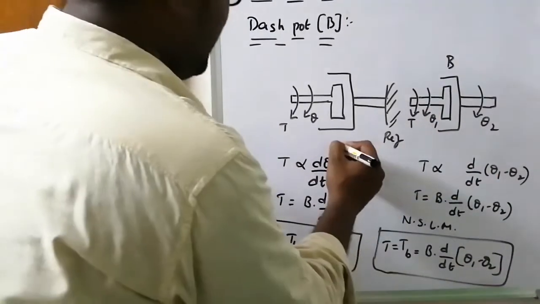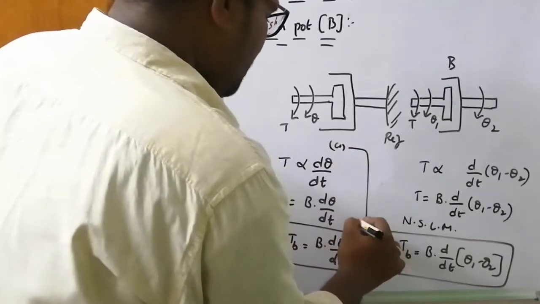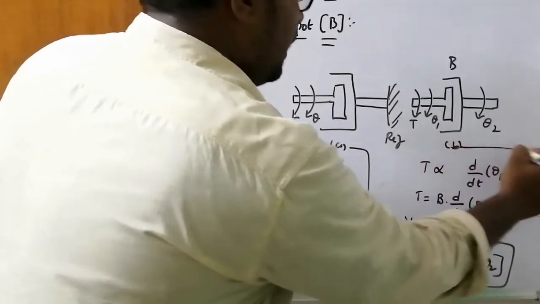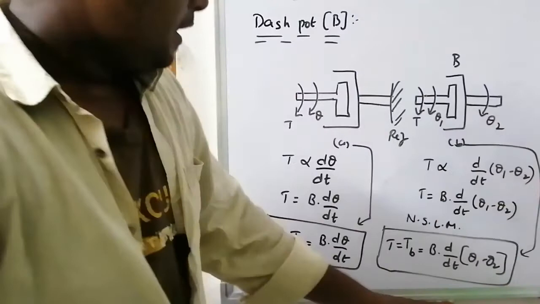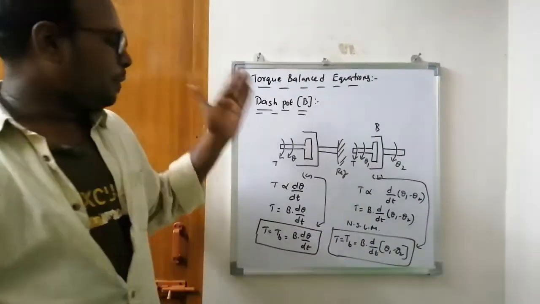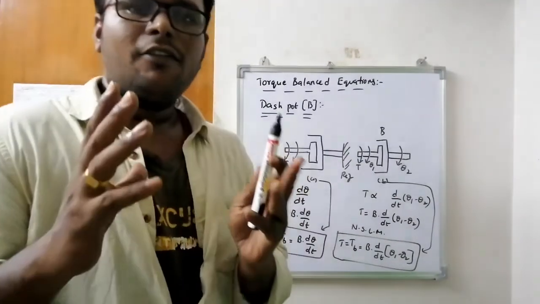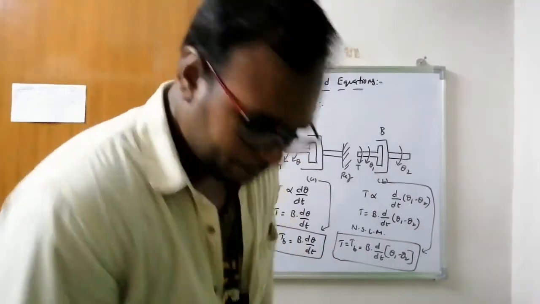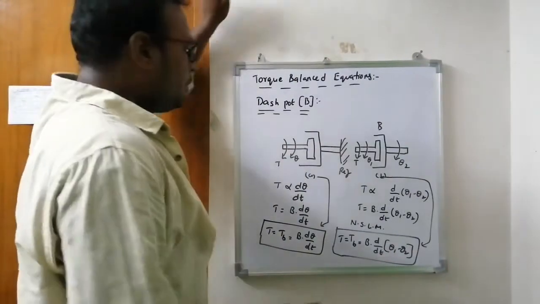So this is figure A, and this is the expression for it, and this is figure B, and the expression for figure B is this one. This is the torque balance equation for dashpot B. Now we are going to see the torque balance equation for the spring. Okay, note down.